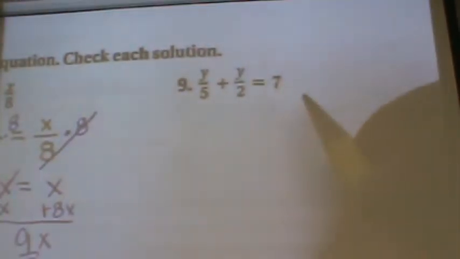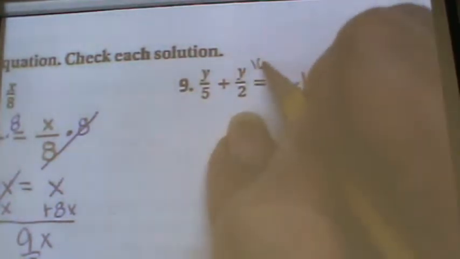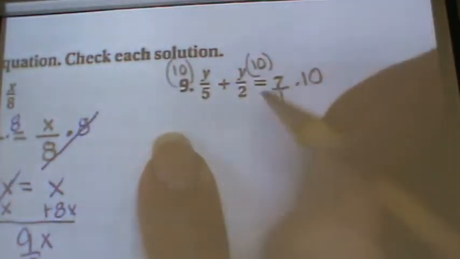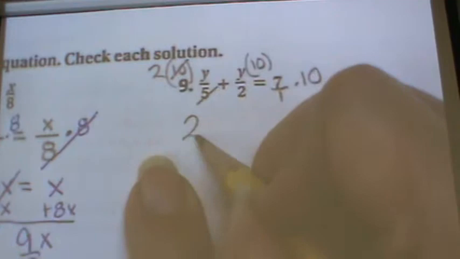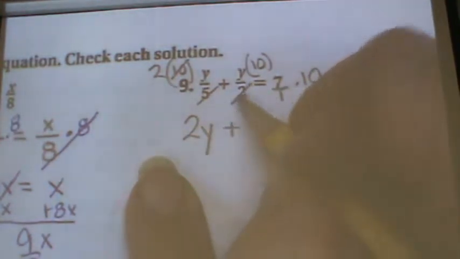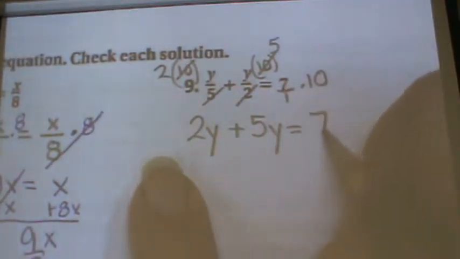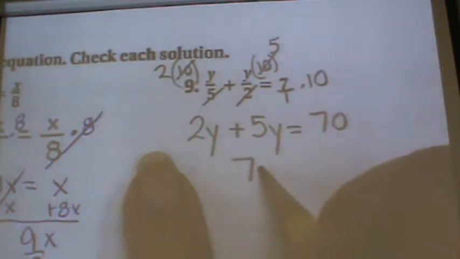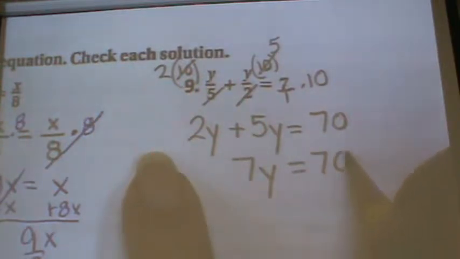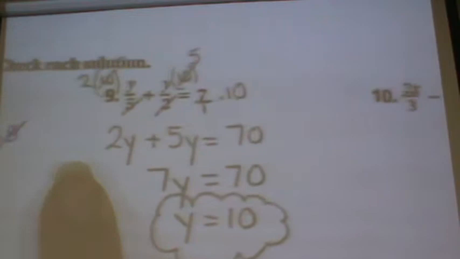What's your common denominator? 10. 10, good job. You're going to multiply this by 10. Everything gets a 10. 10, 10, 10. 10 for 7. So 5 goes into 10 how many times? Twice. So you have 2y plus what? 5y equals what? 70. Good. Next. 7y equals 70. What's y equal to? 10. Good job. You get this one? Thumbs up? Good job.